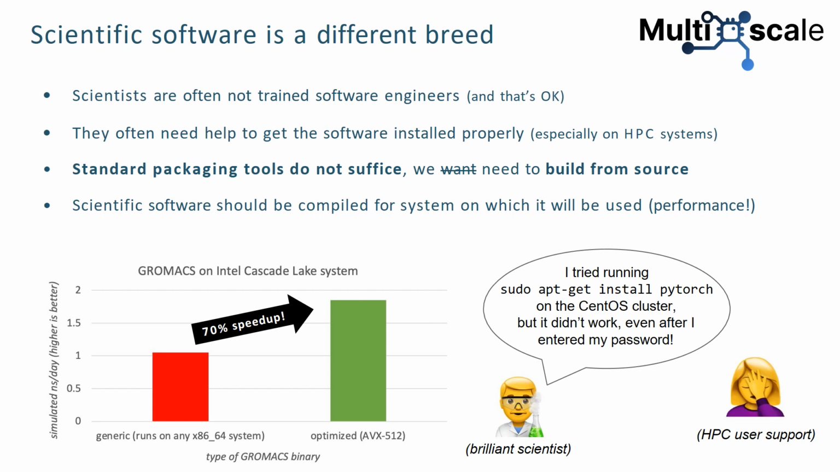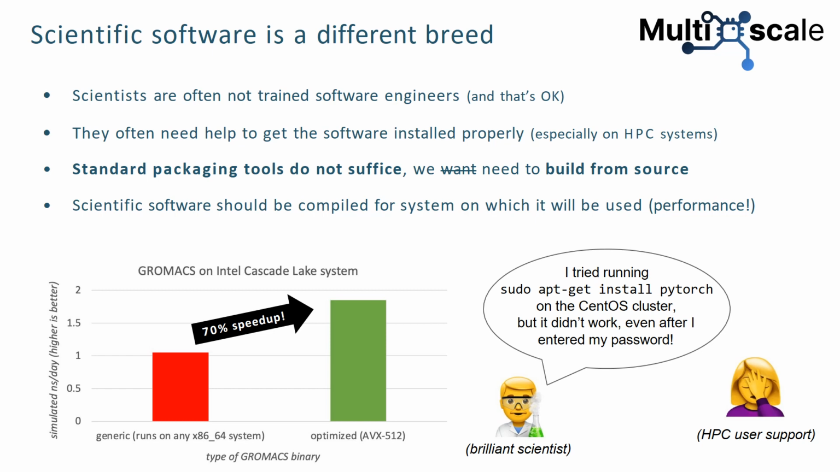We need to build from source, and we need to build from source because we care about performance. In the graph on the bottom left, we have GROMACS, right? There's two different builds here. There's a generic build, which is great, right? Because it runs on multiple different architectures. You can take that binary and run it in lots of different places. But that portability comes with a cost, right?